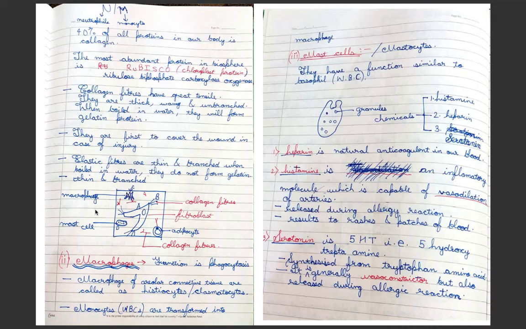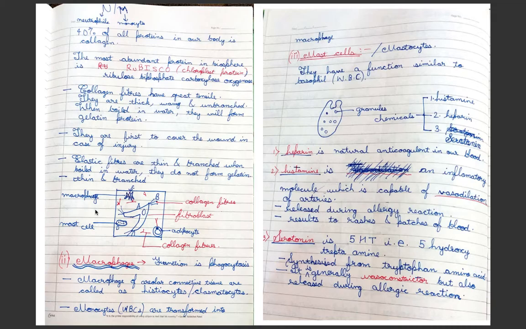Also, secondly, macrophages. Function is phagocytosis. Monocytes, that is WBC, are transformed into macrophages. Macrophages of areolar connective tissue are called histiocytes or plasmatocytes. Mast cells or mastocytes have similar function to basophils of WBC, and there are three chemicals: histamine, heparin, and serotonin. Heparin is a natural anticoagulant in the blood. Histamine is an inflammatory molecule which is capable of vasodilation of arteries. It is released due to allergic reaction, resulting in harsh rashes and patches of blood.